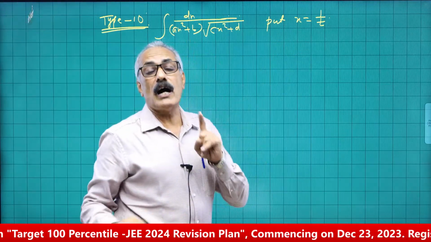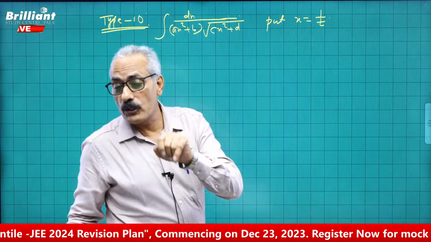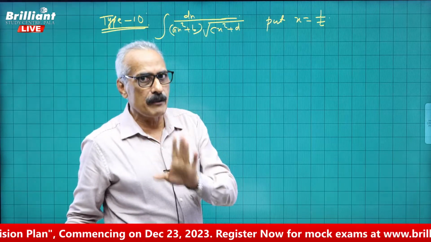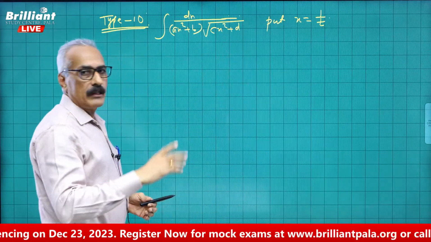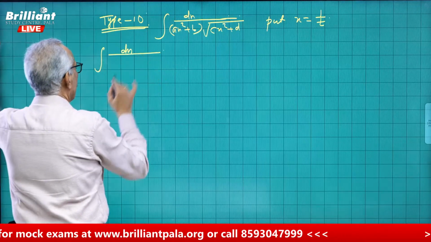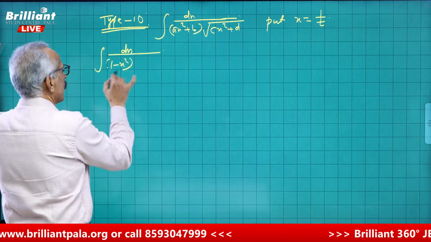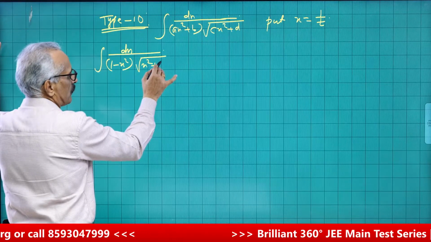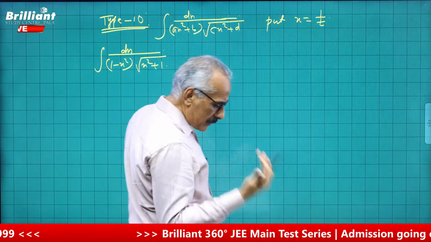This type was asked in 2023 JEE Main, last year's JEE Main. So you just check the question. The question I will write: integral dx divided by 1 minus x square in the square root of x square plus 1. A similar question.